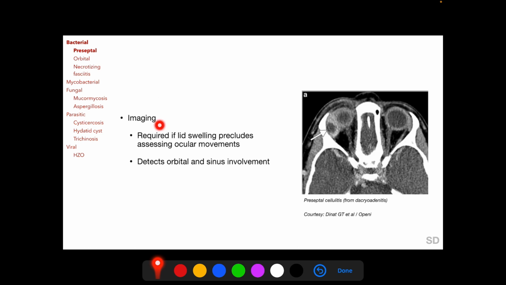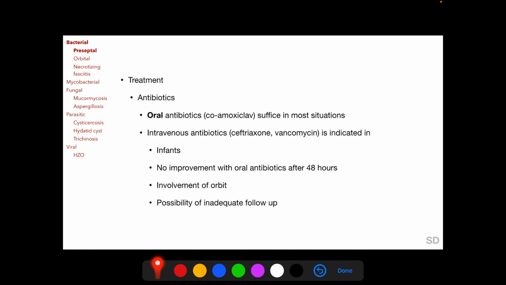Imaging is required in preseptal cellulitis if lid swelling precludes assessment of ocular movement, and imaging can detect involvement of the sinus as well as spread to the orbit. So this is a CT scan of a patient with preseptal cellulitis originating from an infected lacrimal gland. Oral antibiotics, particularly a combination of amoxicillin and clavulanic acid, suffice in most situations.